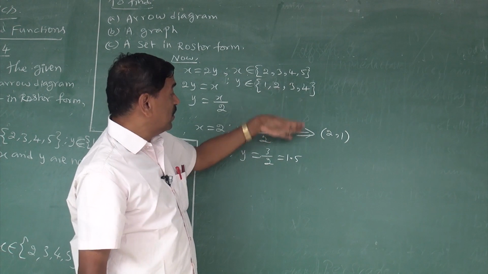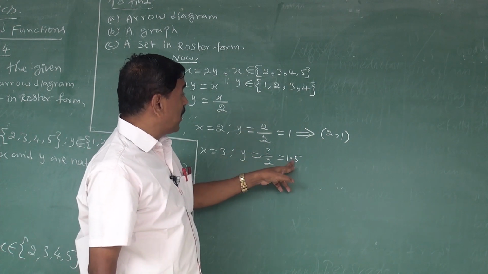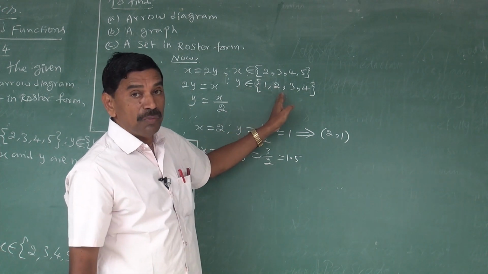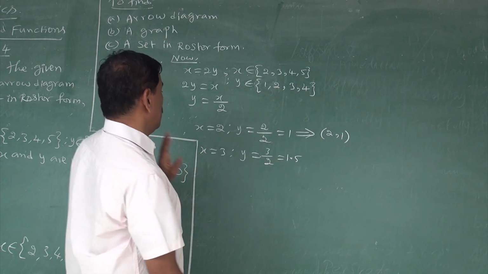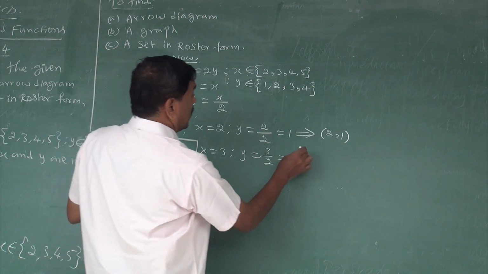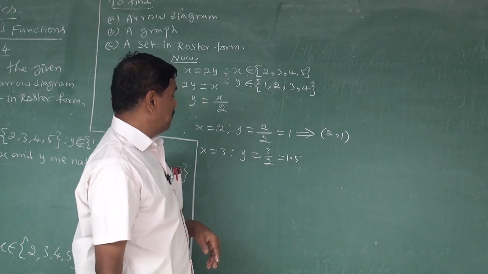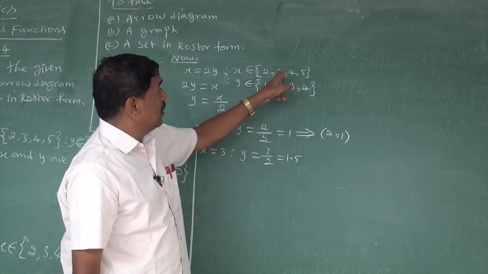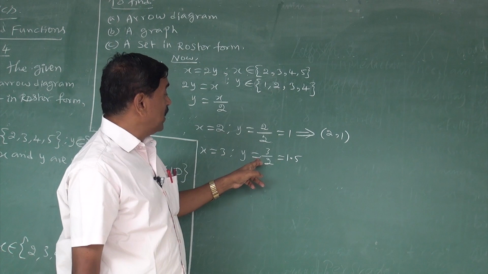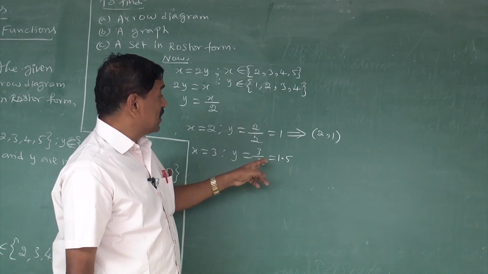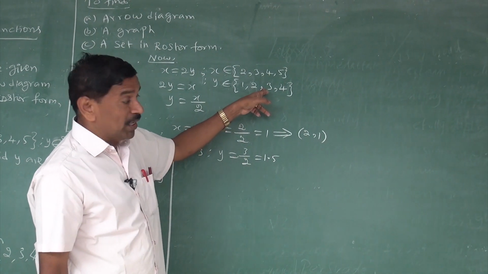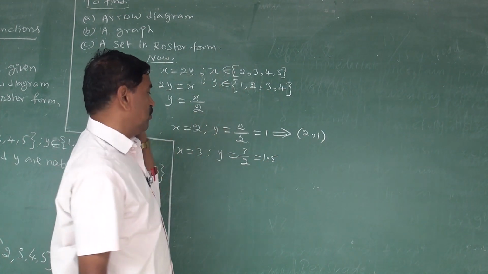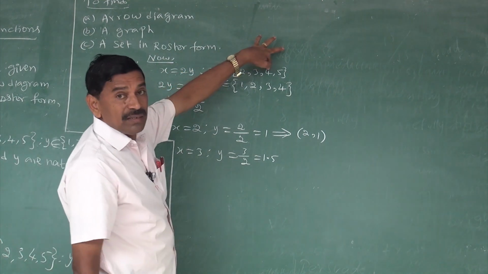No. Therefore, here y equal to 1.5 is not possible because y can take the values 1, 2, 3, 4. And here we can't write the ordered pair, because (3, 1.5) we can't write. 3 is available in x, but 1.5 is not available in y. Therefore, (3, 1.5) is not an ordered pair for this question.